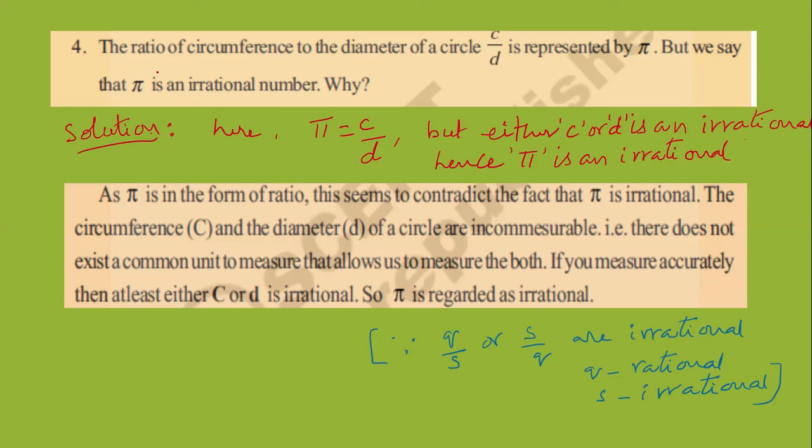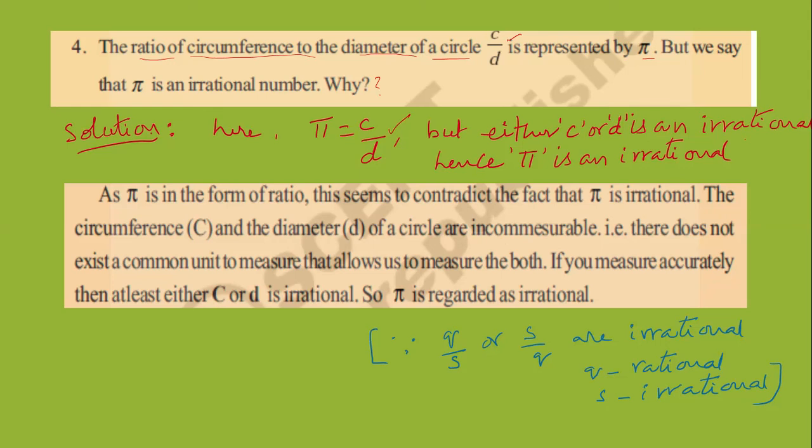Here you may observe. What is the question? The ratio of the circumference to the diameter of a circle. C means circumference, D means diameter. This ratio is represented by pi. I already wrote it here: pi is equal to C by D. But we say that pi is an irrational number. Why?